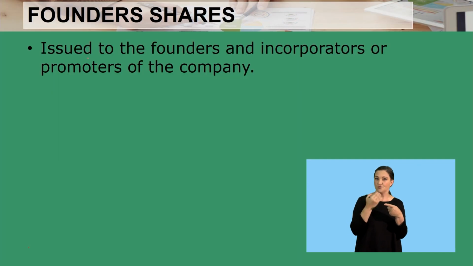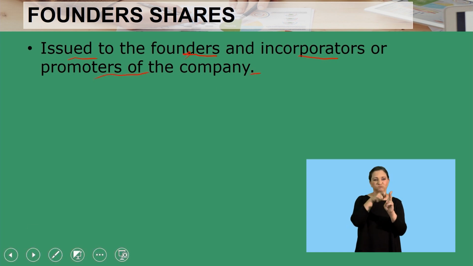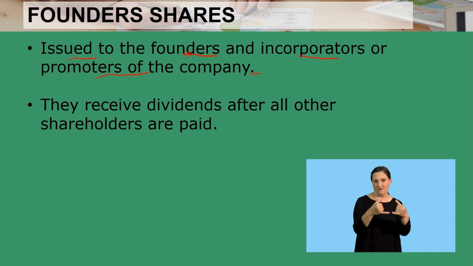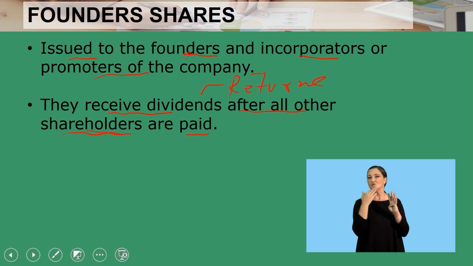Now, we have the first type. Here we're talking about founders' shares. These are shares issued to the founders, incorporators or promoters of a company. These are people who have started the company. They are called founders, and they will receive founders' shares. They receive dividends after all other shareholders are paid. Remember, these are returns, meaning they get returns after all other shareholders have been paid.